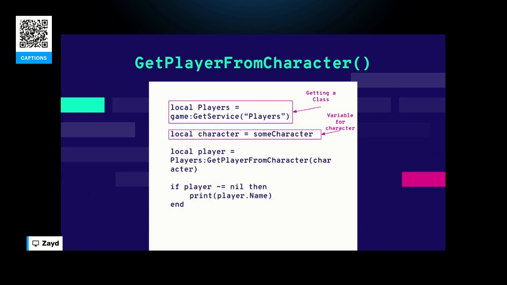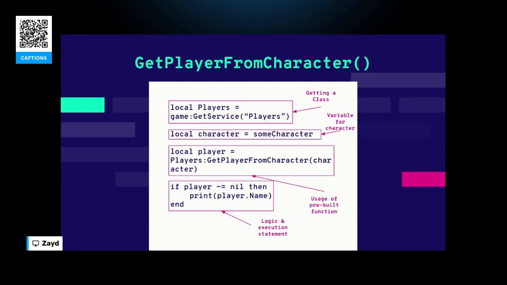It won't work if you just do it like this, but just for simplicity's sake, we're going to leave it as is. Next, we will create the player variable and pass the arbitrary character variable that we made into GetPlayerFromCharacter. And finally, we will check to see if the player is not nil, and if it isn't, let's just print their name, their username.